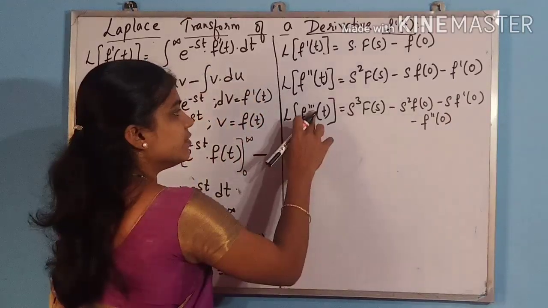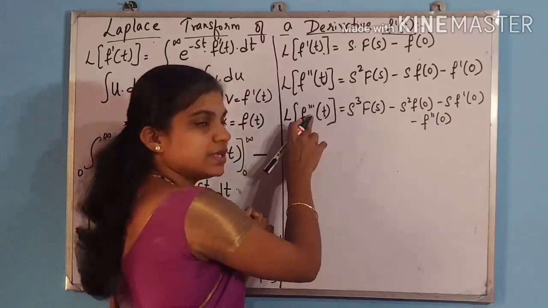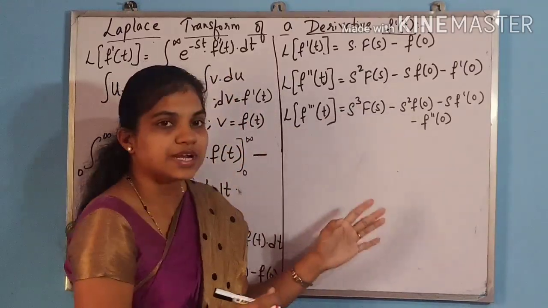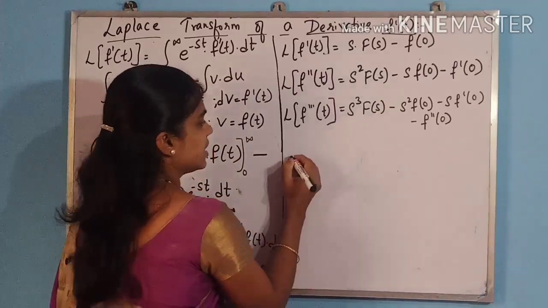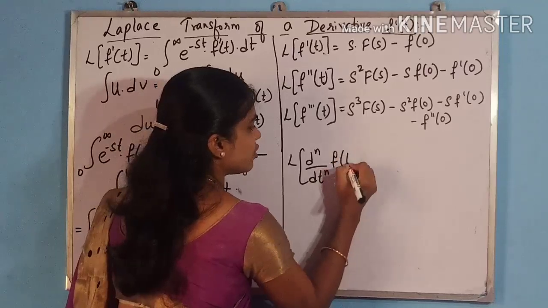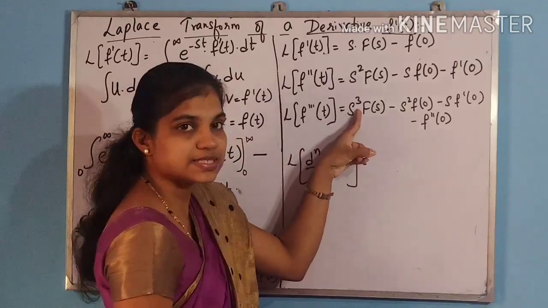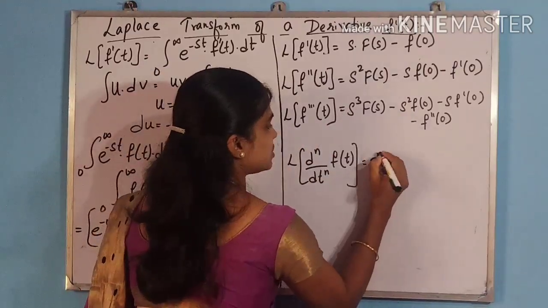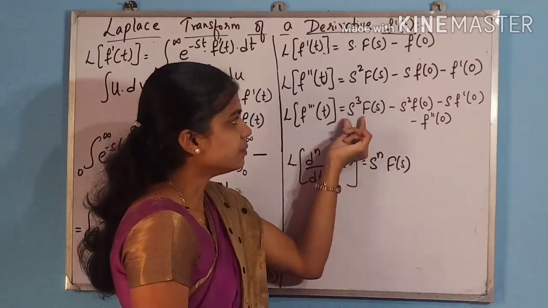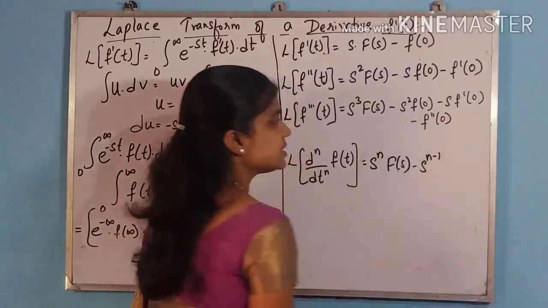So if you see here I have triple prime and here I have double prime. When I have triple derivative, I have the order to be 3 for s. So let's try to write for the nth order. That is Laplace transform of d^n by dt^n f of t is equal to. The nth power is going to remain the same for s, so it's going to be s to the power n f of s, right? And the power of s is going on reducing, so it's going to be minus s^(n-1).